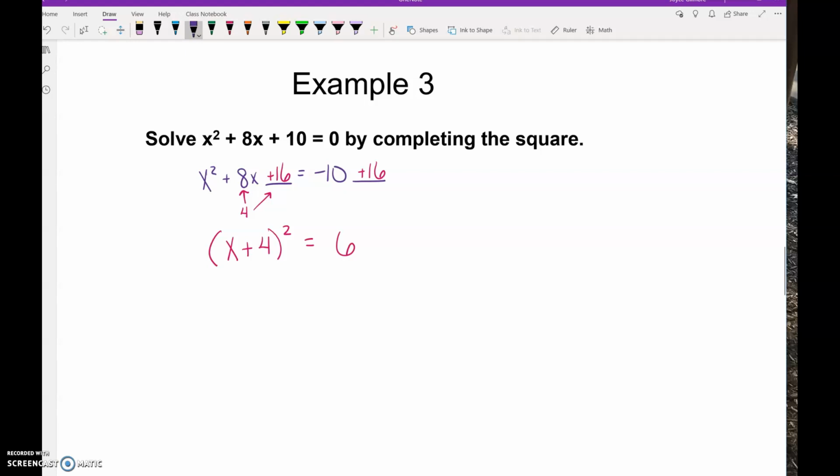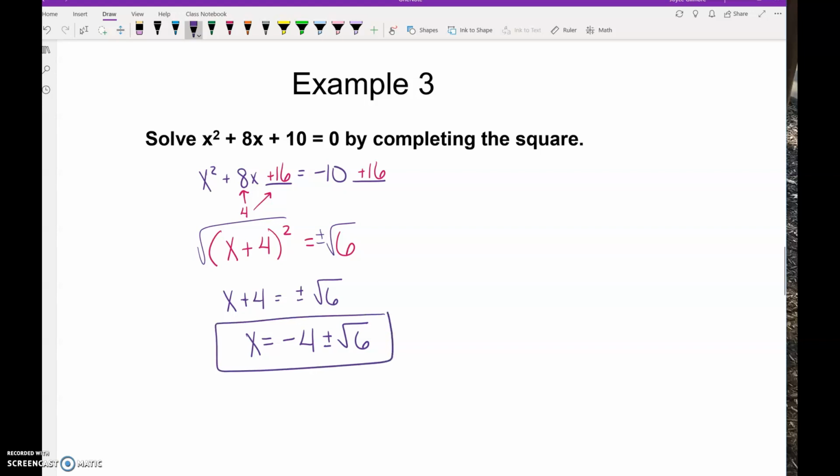Now we're ready to square root both sides. I can't simplify the square root of 6. It's just going to stay the square root of 6. So we have x plus 4 equals positive or negative square root of 6. We need to subtract 4 on both sides. So x equals negative 4 plus or minus the square root of 6.